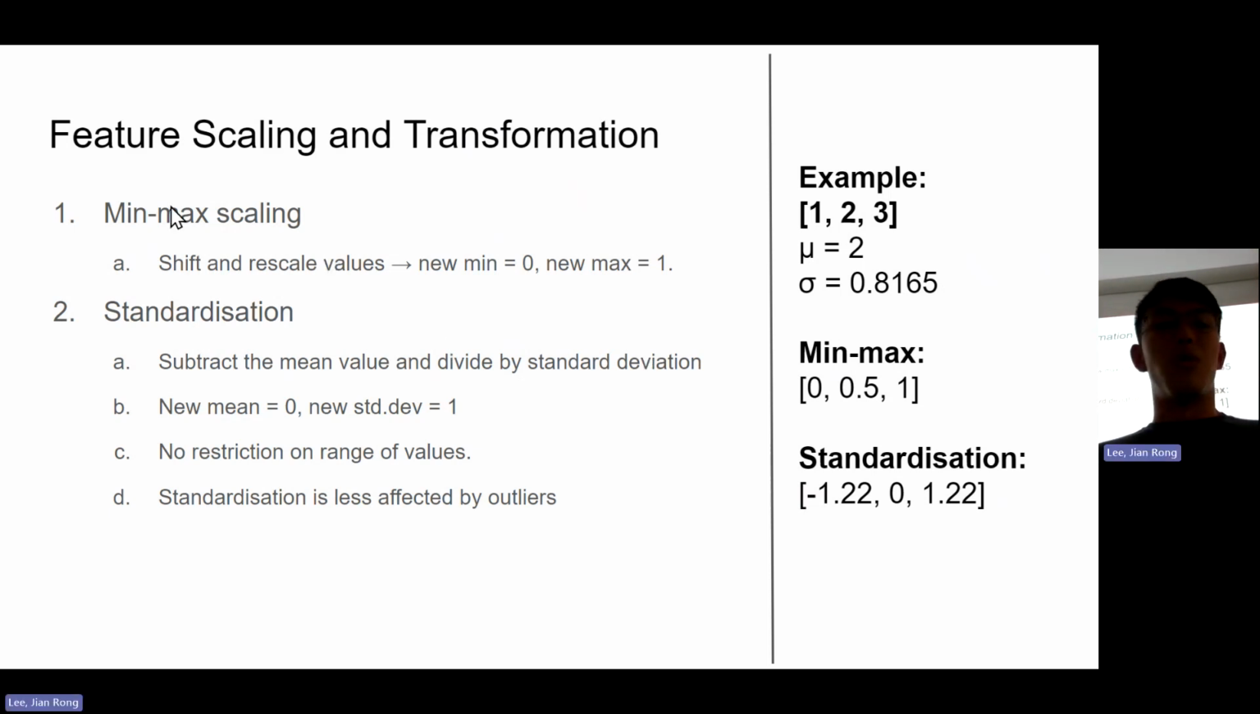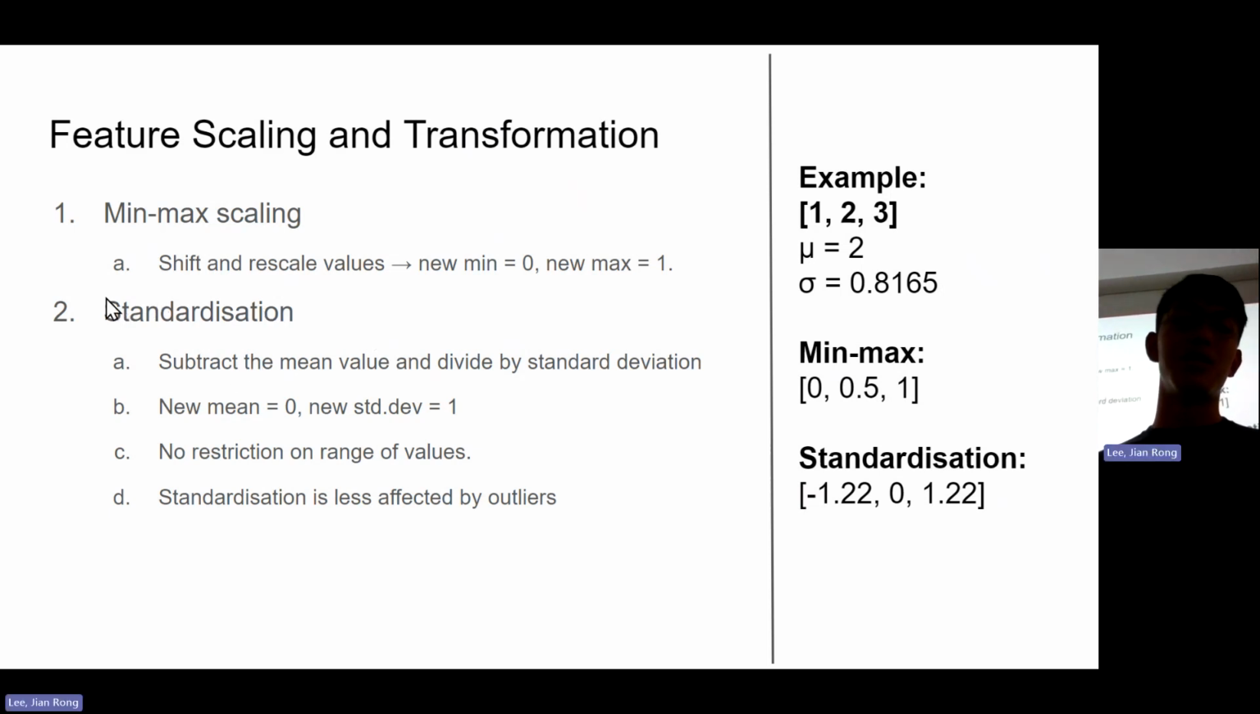So in order to scale all your values to the same range, you can use this thing called min-max scaling. You can see the example over here. For example, if my data contains 1, 2, and 3, you can imagine this as a column. It just has 1, 2, and 3. If I were to use min-max scaling, I just scale it so that all the values are between 0 and 1.